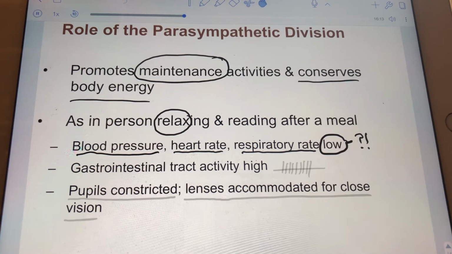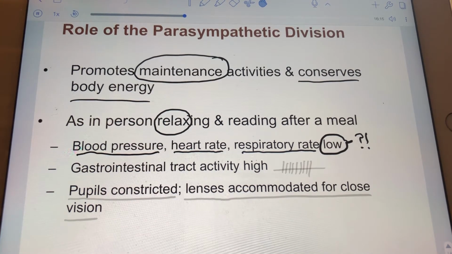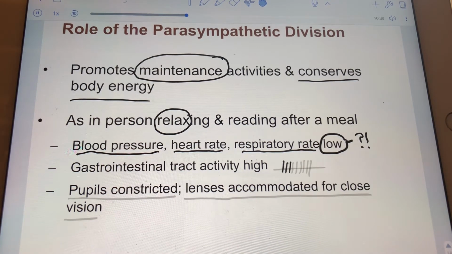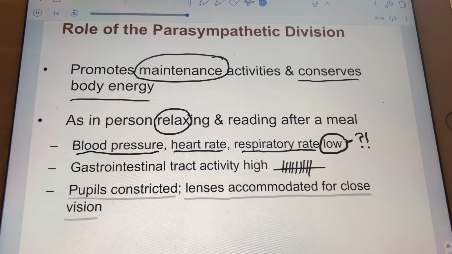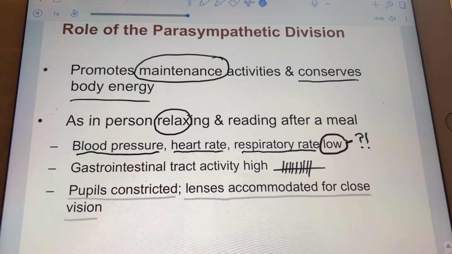So the parasympathetic nervous system is sending action potentials to help to keep blood pressure relatively low, heart rate relatively low, respiratory rate relatively low, and very, very frequent action potentials to the digestive system. In other words, increase, promote the digestive activity.